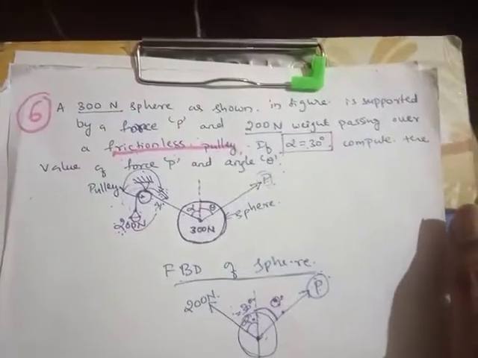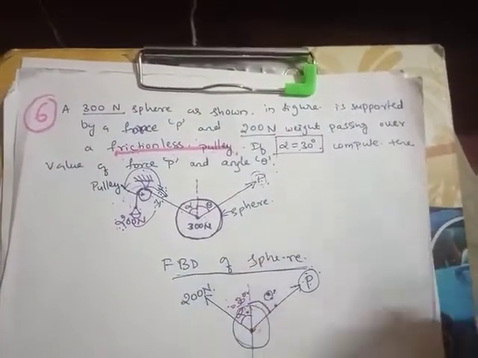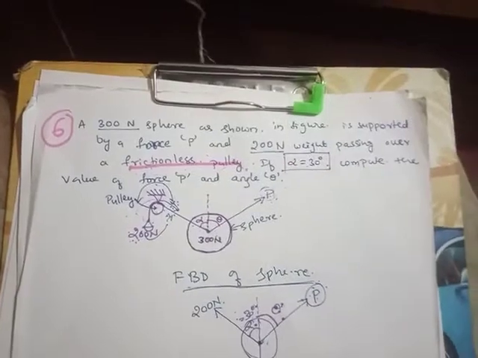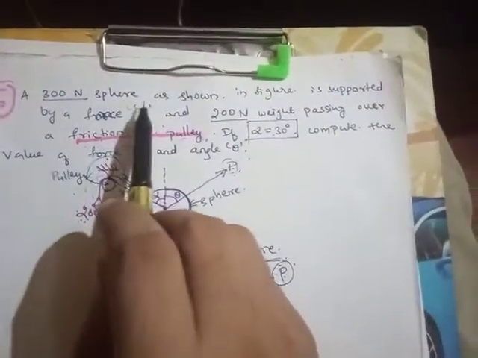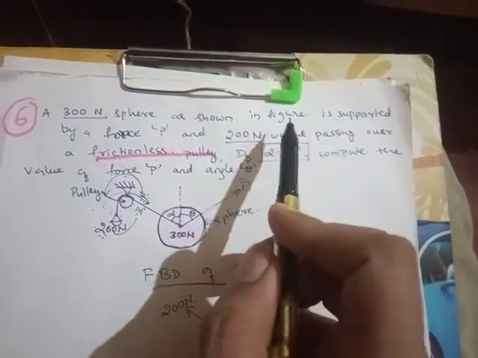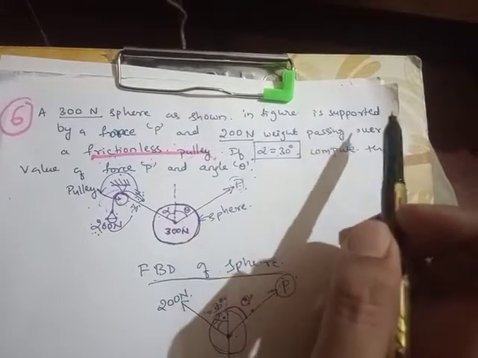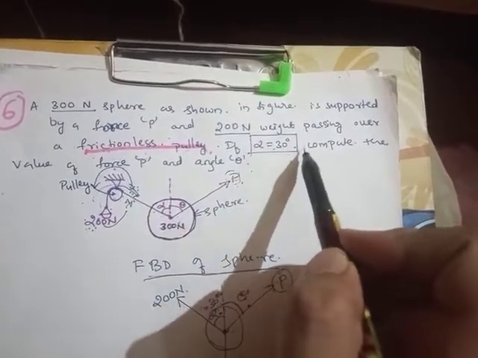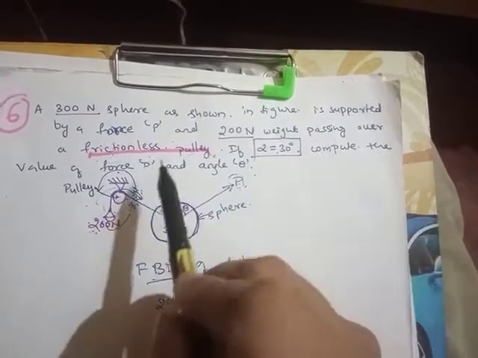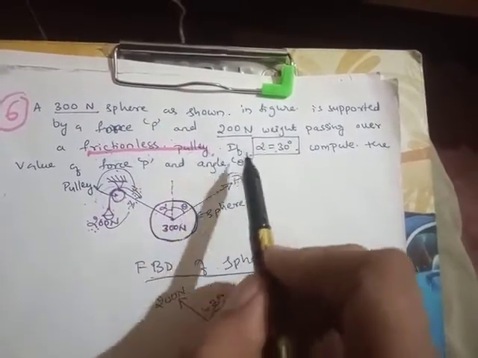Hi friends, in this video I am solving the sixth question in the equilibrium chapter. So I am reading the question once. A 300 Newton sphere as shown in figure is supported by a force P and a 200 Newton weight passing over a frictionless pulley. If alpha is equal to 30 degree, compute the value of force P and angle theta.